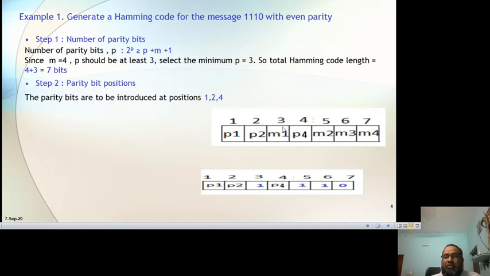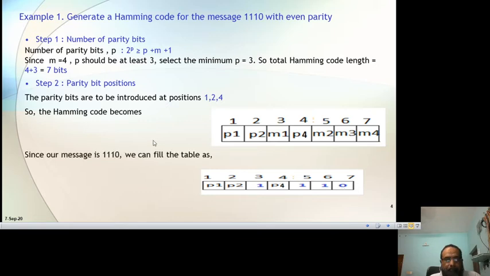Message bits have to be placed in the remaining positions as per the order, that is M1, M2, M3, M4, at positions 3, 5, 6, 7. Okay. Now you can see the second figure where we have already added the messages. Then we don't know the values of parity bits P1, P2, P4, which you have yet to determine. So the message is 1110: first bit here, second bit here, third bit here and fourth bit here.